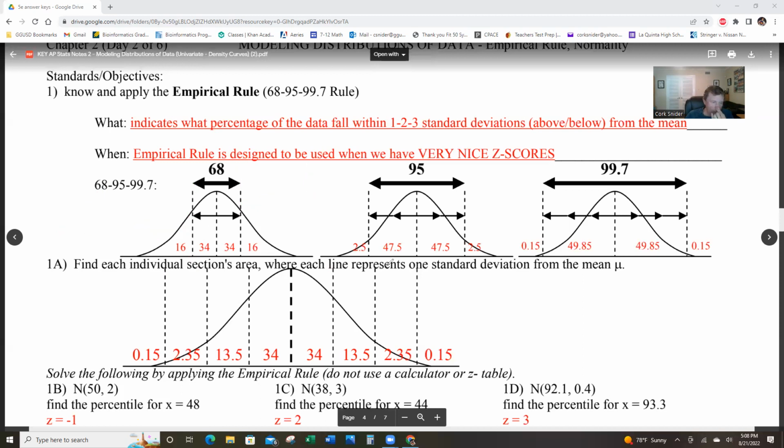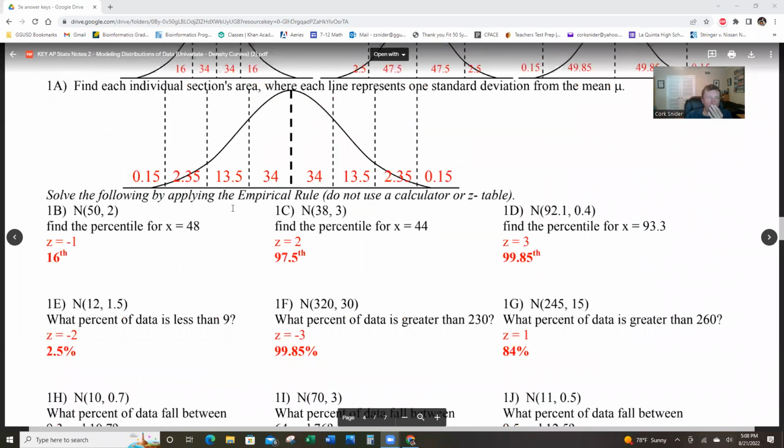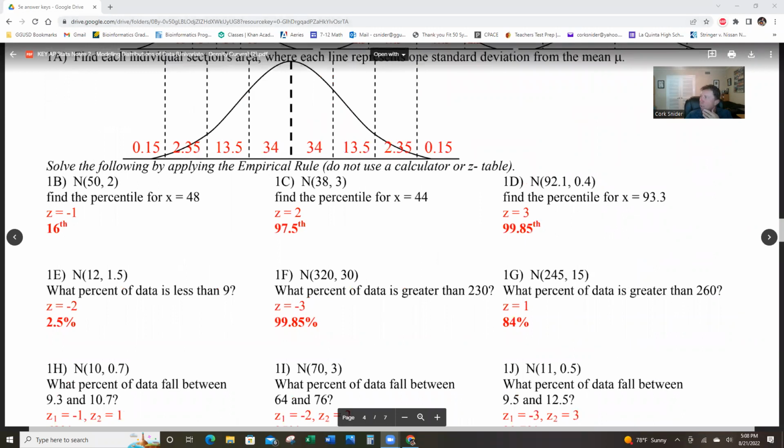Okay, so let's walk through this again. This is a non-calculator deal. That drawing is really, really helpful. Find the percentile rank for the number 48. You only need 2 numbers to describe a normal curve. You need the mean, that's the first number, and you need the standard deviation, that's the second number. The N in front of the parentheses means normal curve. So that's standard notation for a normal curve.